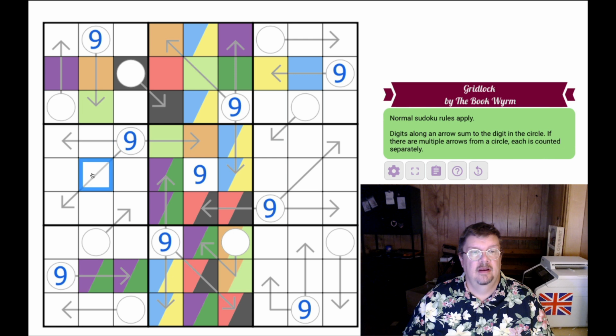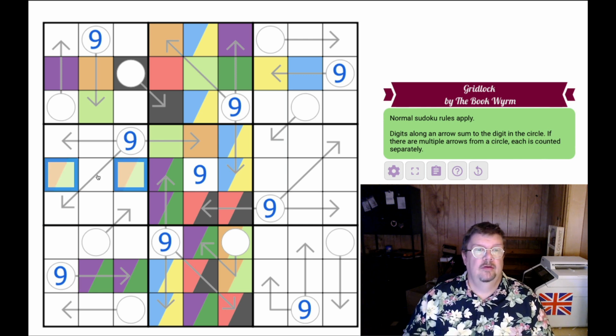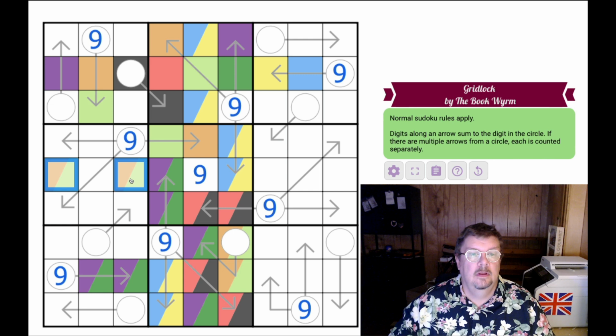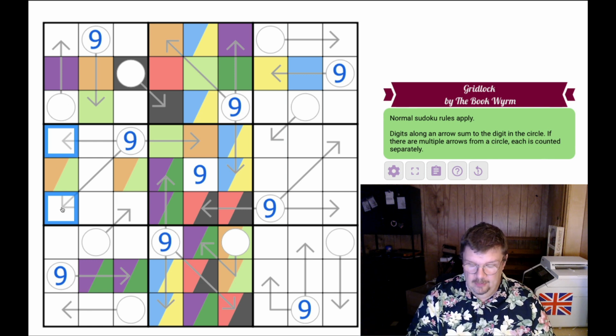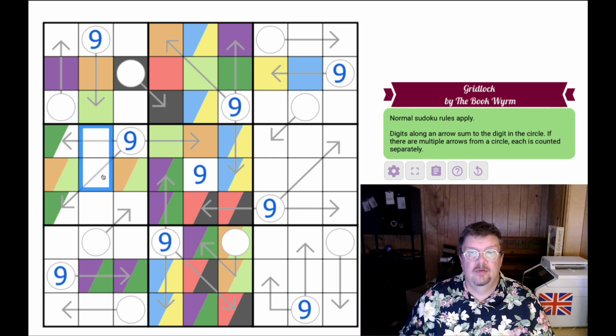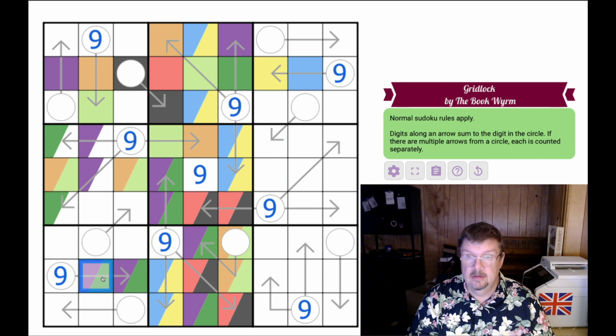So that can't be orange and light green. That can't be orange and light green. Those can't be orange and light green. So these are. Don't know which order, but we know that those two sum to 9. So now I must have purple and green on one of these two, but neither of those can be purple by Sudoku from the column. So one of those is green, one of those is purple, and that makes this green. And likewise, that's purple.